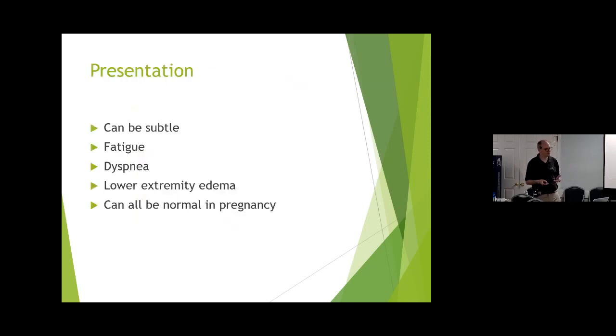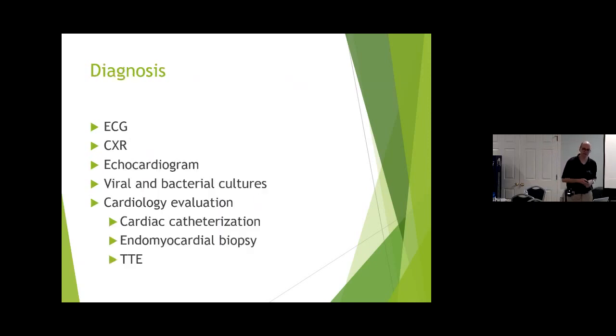Right, so it can be subtle. This one was like, oh, it's fatigue, dyspnea. She had no lower extremity edema. As a smoker, maybe it was asthma, got treated for asthma. All of these things we're talking about, fatigue, shortness of breath, edema, can all be normal as a part of pregnancy. What did we do? We looked at an EKG, we looked at a chest x-ray. You know, we can get viral and bacterial cultures. They're not really that useful in the workup.